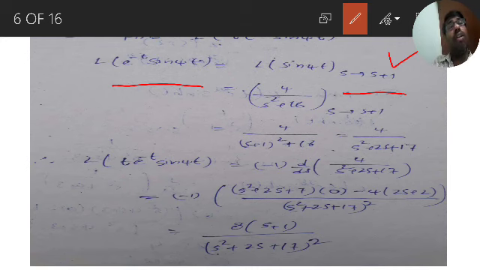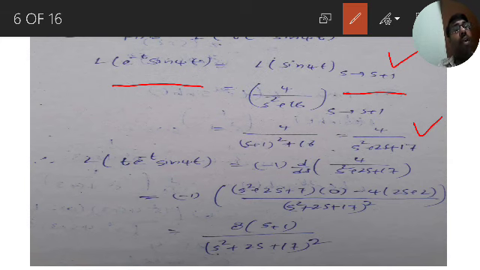What is L of sin 4t? L of sin at is a by s square plus a square, so 4 by s square plus 16. s is replaced by s plus 1, that is 4 by s plus 1 whole square plus 16. s plus 1 whole square, a plus b whole square is a square plus 2ab plus b square, so s square plus 2s plus 1 plus 16, 1 plus 16 is 17. So the answer is 4 by s square plus 2s plus 17.